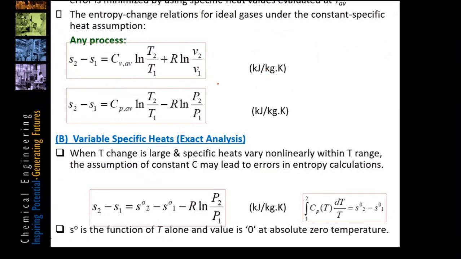So it's up to you how to make use of these two formulas, by checking what variables have been provided. If you are given the specific volume value, you might want to use the first TdS equation. If you are given the pressure value, you might want to use the second TdS relation. Remember, this is for the constant specific heat method.